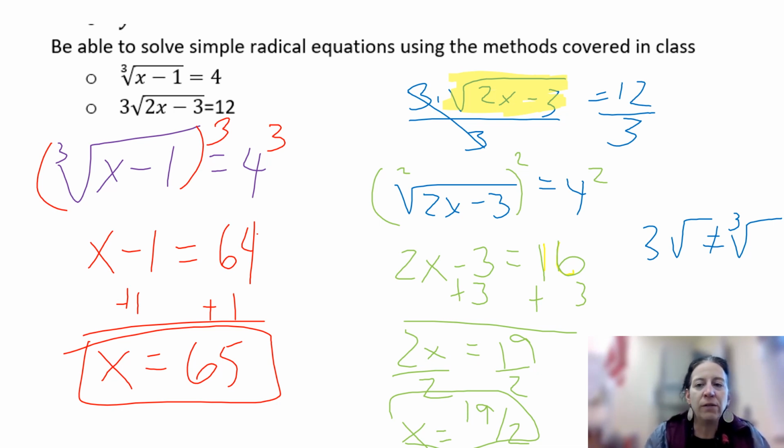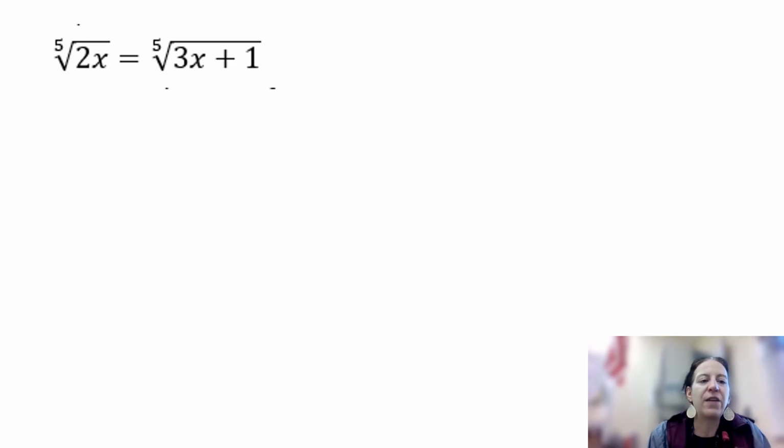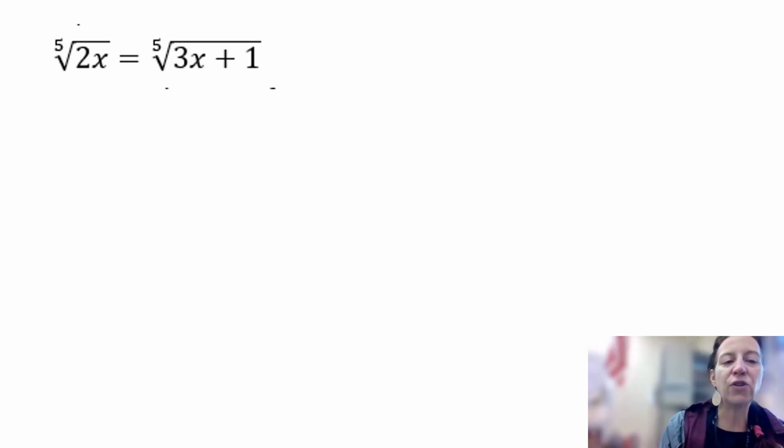Okay, next one. We have the 5th root of 2x equals the 5th root of 3x plus 1. And we want to isolate the radical first. And so in this case, we have two radicals. Now it's awesome if you can isolate them both, which can happen here, and they are both isolated. So that's great news. If you can't isolate them both, then you have a much, much messier problem. So these are both isolated.